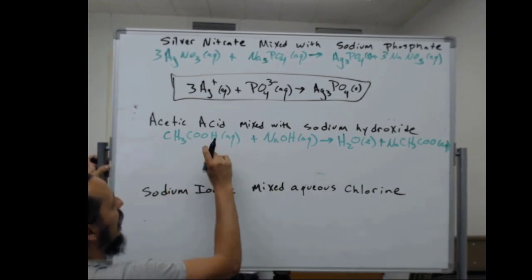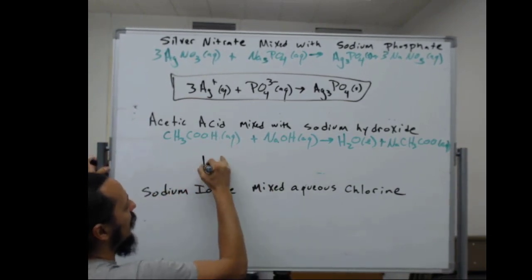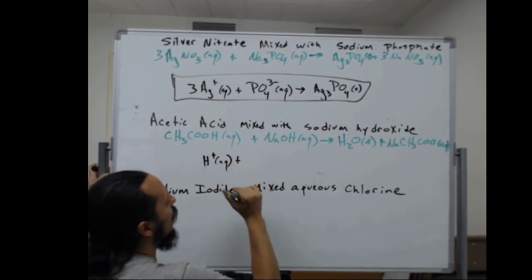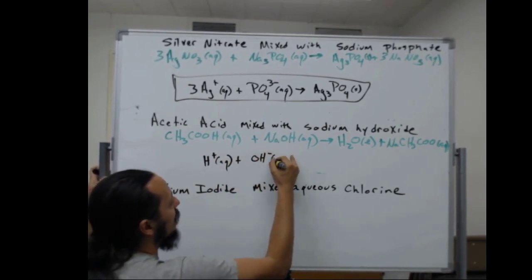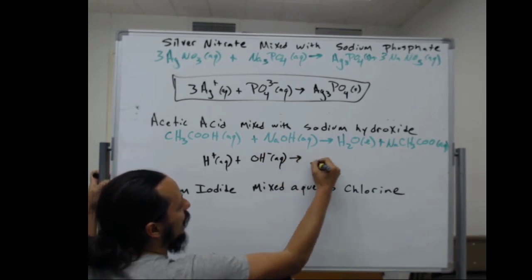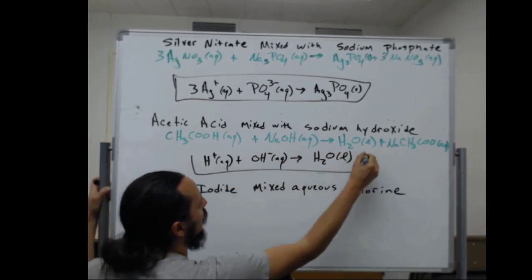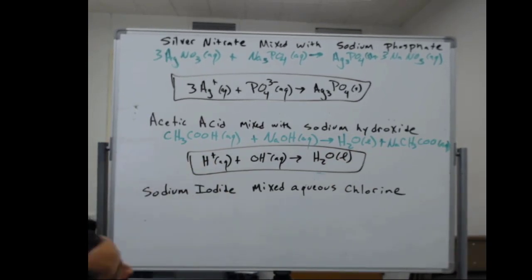So this acid reaction is going to be this H here, H plus aqueous, plus this OH here, OH minus aqueous, goes to H2O liquid. That is a pretty common thing we see for our net ionic equations for acids and bases.